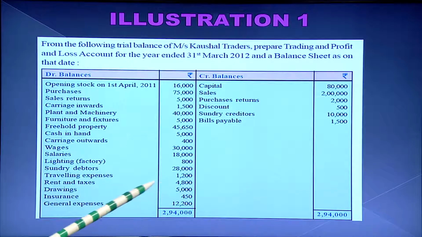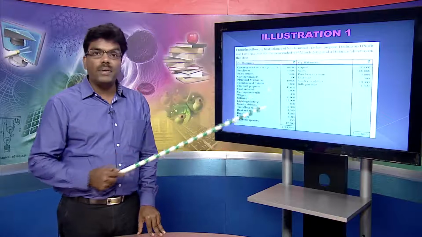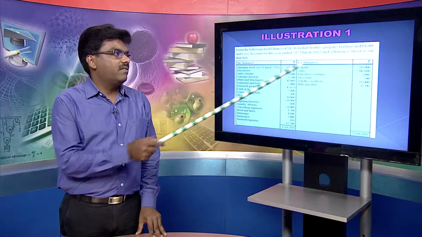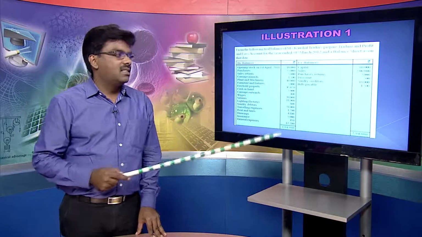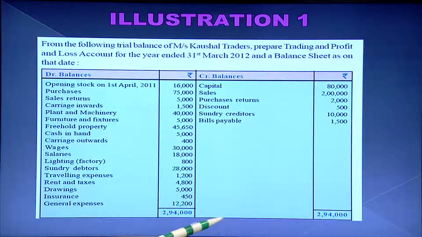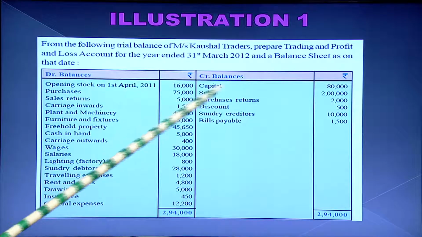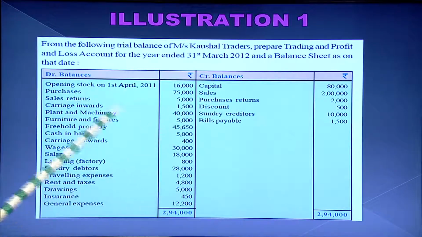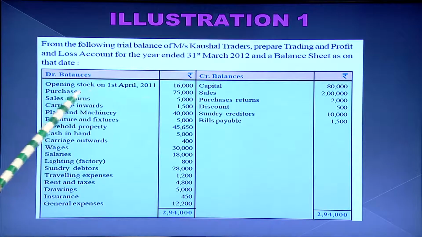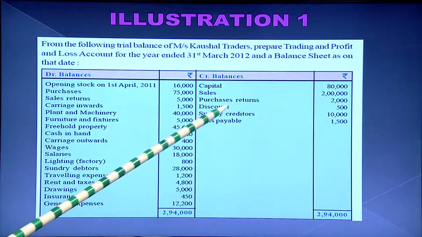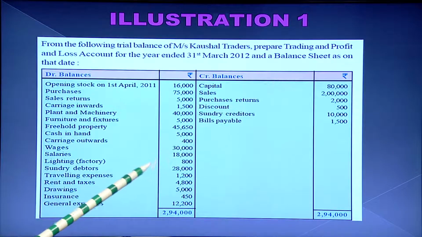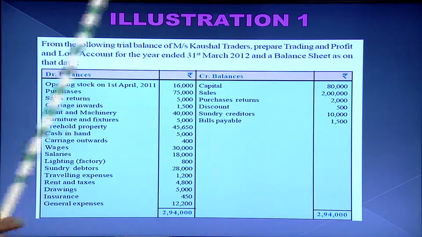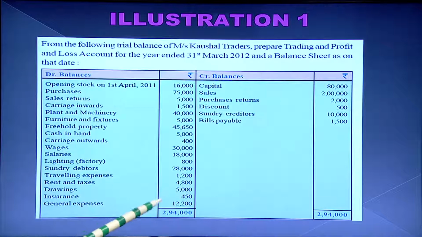Let us take some credit balances. Credit balance first is capital. Capital is a liability for a firm or business. So, that will be shown in the liability side. Sales is the income. So, we will show sales in trading account, because this relates to direct income. Purchase return will be deducted from purchases. Total purchase is 75,000, and we returned goods of rupees 2,000. That means, net purchase is rupees 75,000 minus 2,000, that is 73,000.